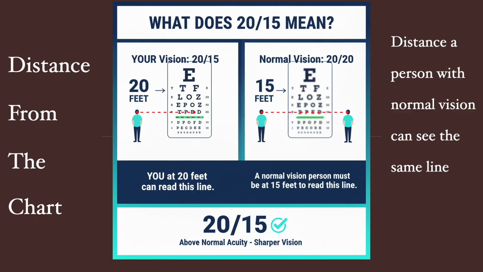Is it possible to have vision that's better than 20/20? Yes, it is possible to have vision that's better than 20/20. You can have vision that's 20/15. If you have 20/15 vision, it means that at 20 feet, you can see details that someone with normal 20/20 vision would have to move to 15 feet to see. If you have 20/15 vision, you have particularly sharp eyesight.